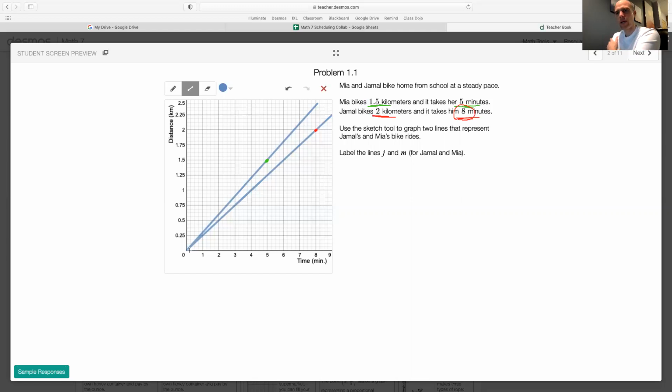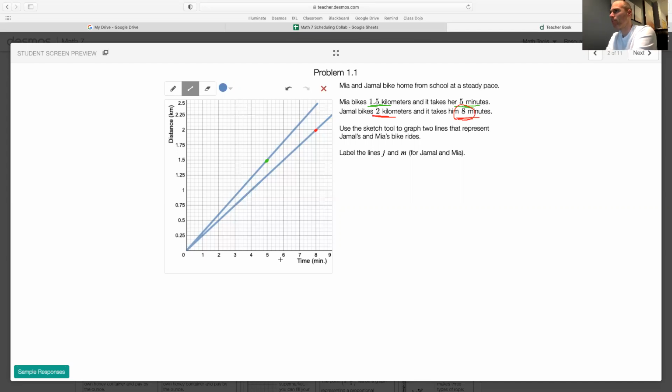Notice I started both lines at the origin, or 0, 0. Logically, that should make sense, right? I think both Mia and Jamal should have gone 0 kilometers in 0 minutes, right? That's what this point represents in this graph, 0 minutes and 0 kilometers. And there's no other way that that can make sense, right? There's no way that they went some distance in 0 time, right? That would be some sort of violation of the universe that we live in, I expect.